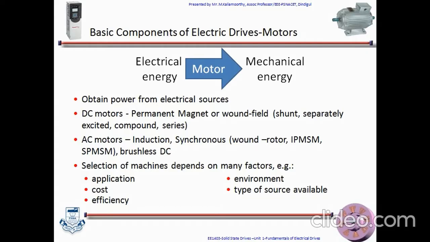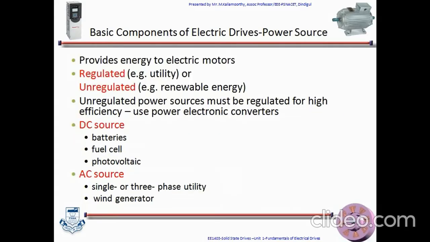The cost of an electric motor is another important factor. In general, DC motors and newer types of brushless motors are the most expensive machines, whereas squirrel cage induction motors are among the cheapest. So based on all these factors, we can decide which particular motor suits the environment perfectly. Now we'll see about the power source, which is the input to the entire drive system.